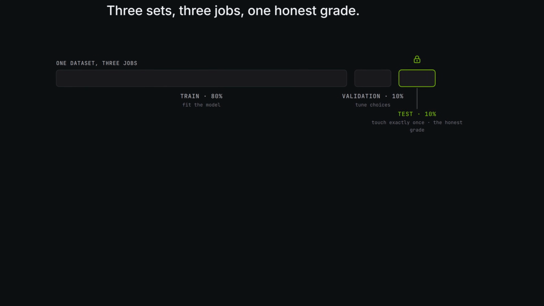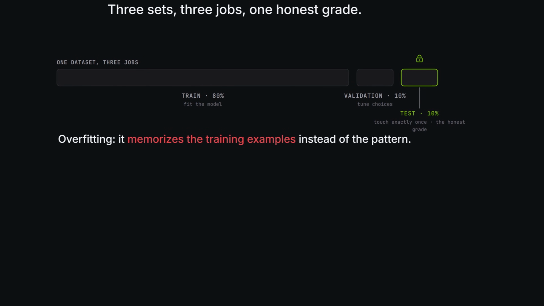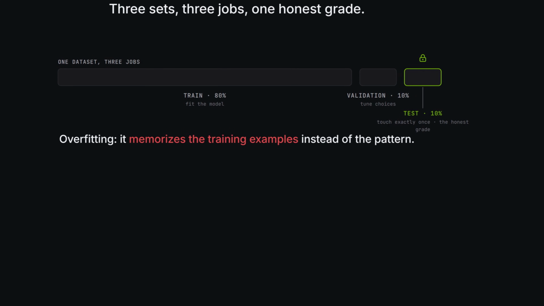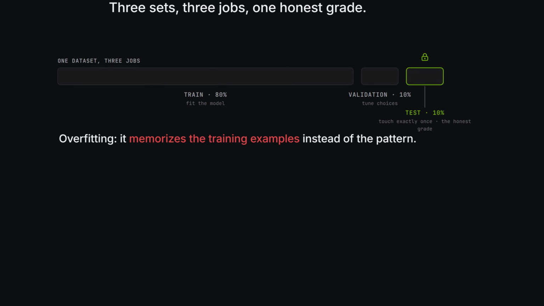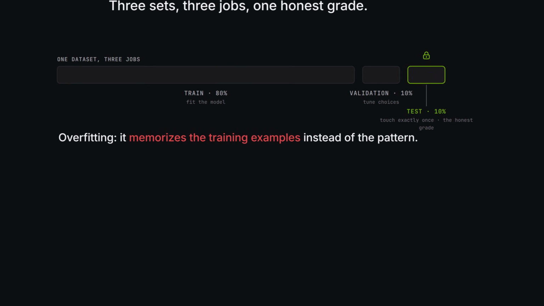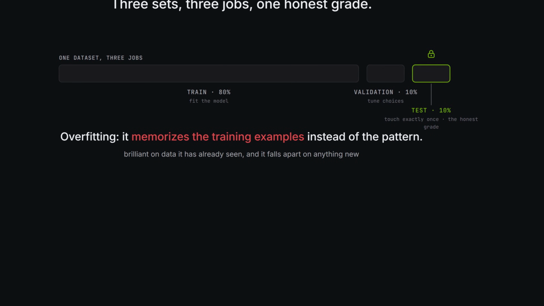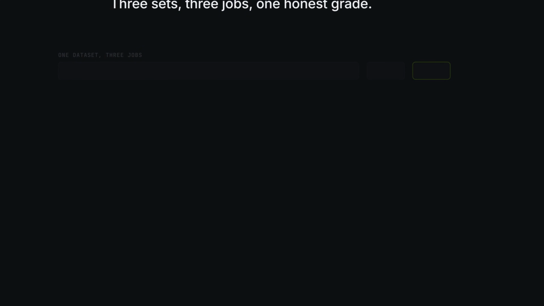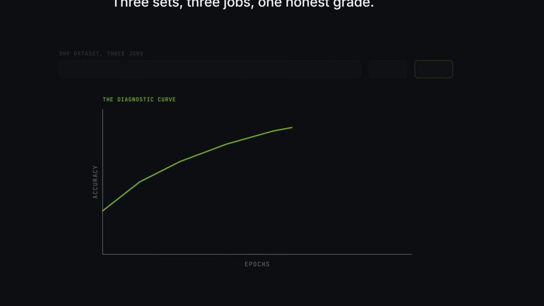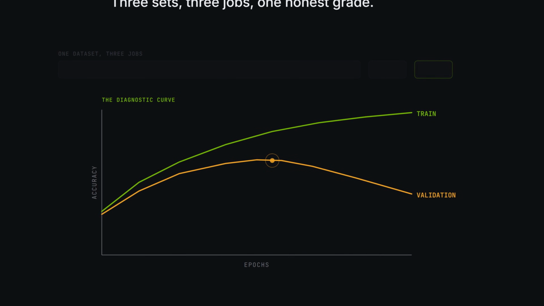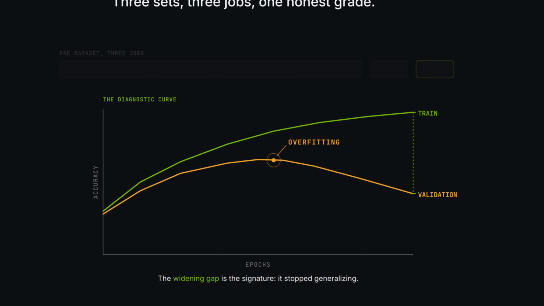This discipline exists to catch overfitting, which is when a model memorizes the training examples instead of learning the pattern behind them. It looks brilliant on data it has already seen, and then falls apart the moment a real user types something new. You spot it on a simple curve, training accuracy climbing toward perfect, while validation accuracy stalls and then drops. The widening gap between those 2 lines is the signature of a model that stopped generalizing.